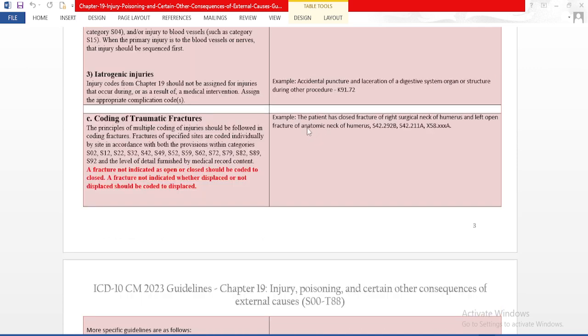So we have an example here. The patient has a closed fracture of the right surgical neck of humerus and a left open fracture of the anatomic neck of humerus. Here we have coded S42.2 series two codes, as we have fractures at different sites in the neck of humerus. If we have specific ICD-10-CM codes for multiple fractures, we can code those multiple fractures.